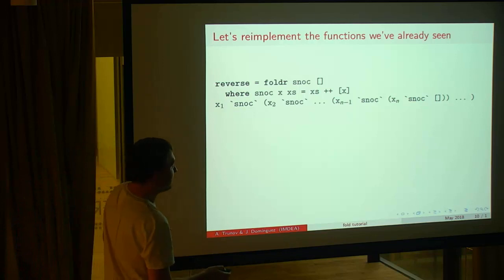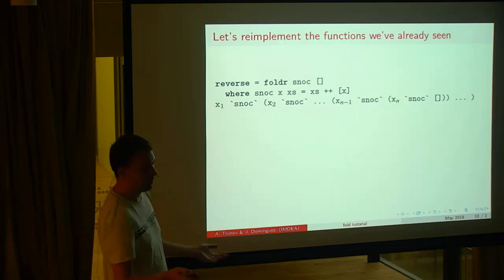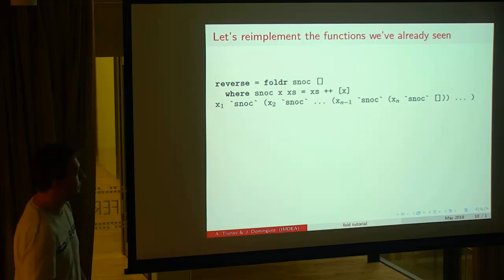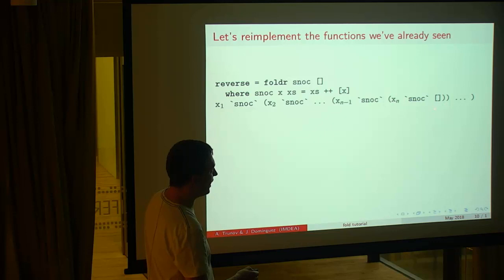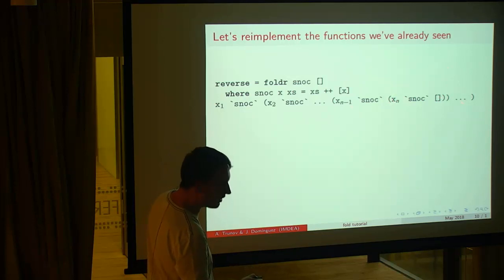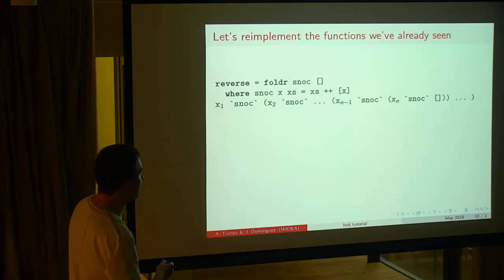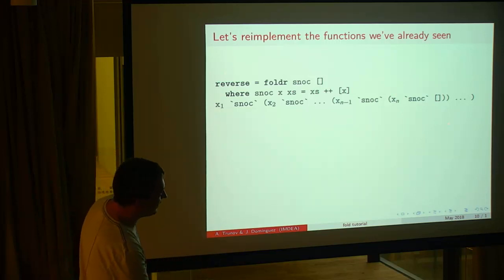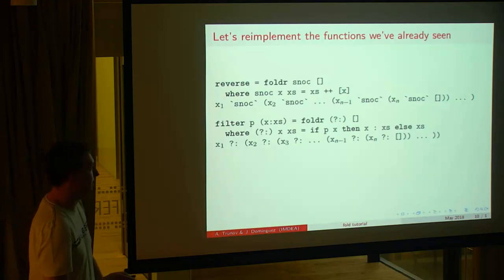Reverse. Reverse has the same form, right? So we just say foldr snoc of empty list. So if we go through this computationally, we take the empty list, we put xn at the end of it, then we put xn minus 1 at the end of the accumulated value, and so on and so forth, and we put x1 at the end of our list being accumulated, right?